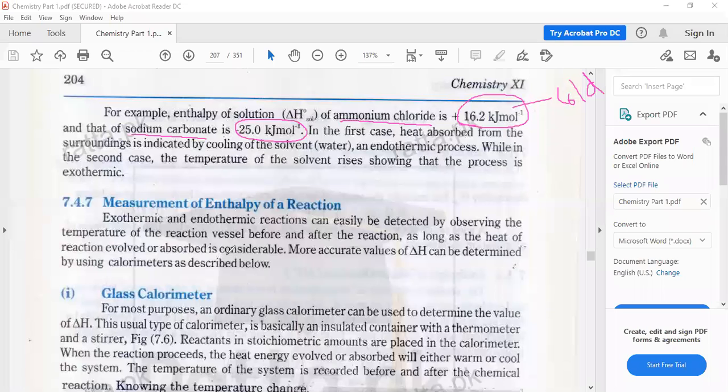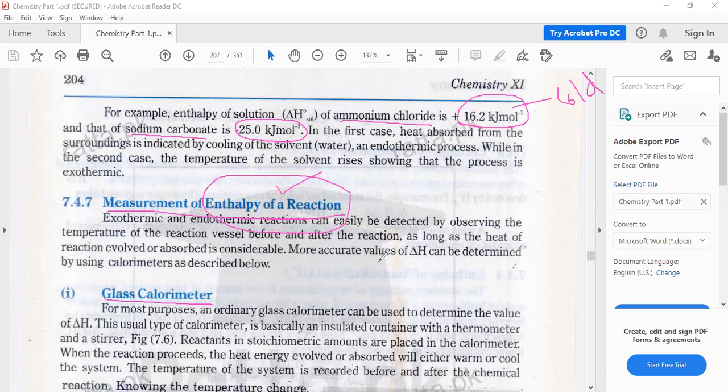Next, the very most important topic we are going to discuss is the measurement of enthalpy of the reaction. How can you measure the enthalpy of the reaction? We are discussing that some amount of heat is evolved, some amount of heat is absorbed in a system while we are doing a reaction, while the system is doing work. So how can we calculate that enthalpy of the reaction? You can calculate the enthalpy of a reaction by 2 methods: glass calorimeter and bomb calorimeter. One by one we are going to see what is glass calorimeter and what is bomb calorimeter.